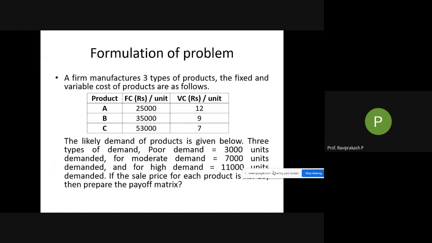Okay, this is the question that is given to you. Just see what all is given. Three types of products. What are those three types of products? It is A, B, and C.